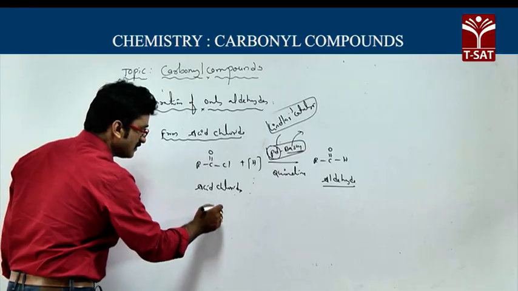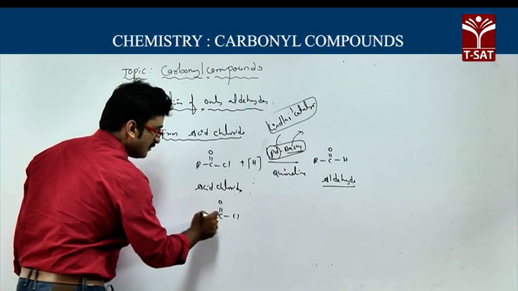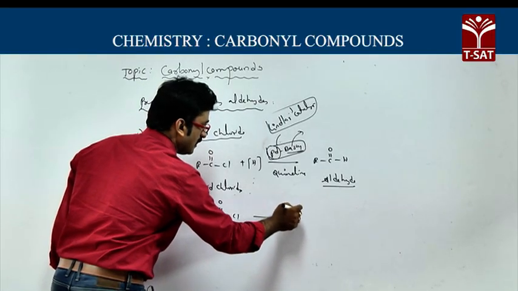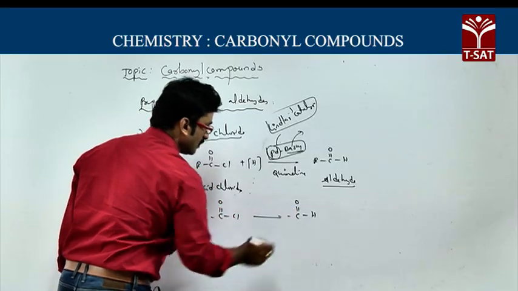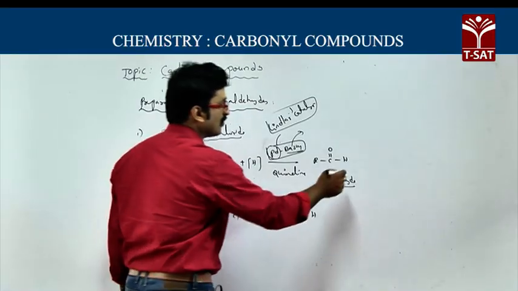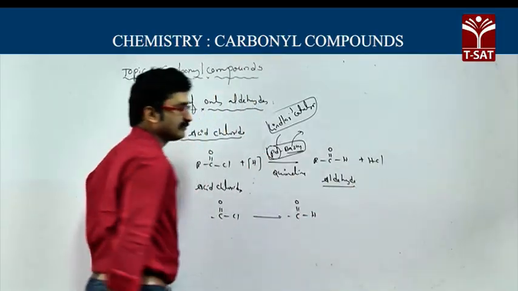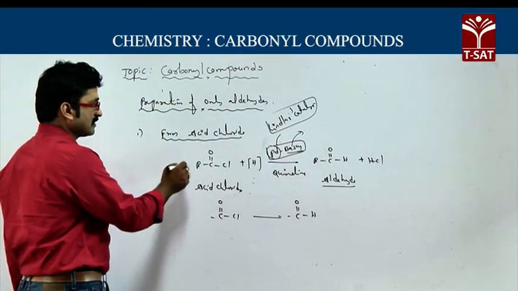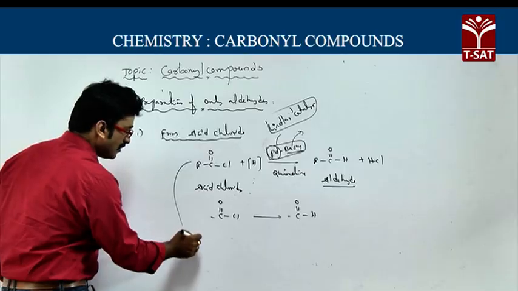So in this reaction, C double bond OCl is becoming C double bond OH. So you have to add a hydrogen and remove chlorine. So you will get HCl here. And this reaction is known as the Rosenmund reduction.